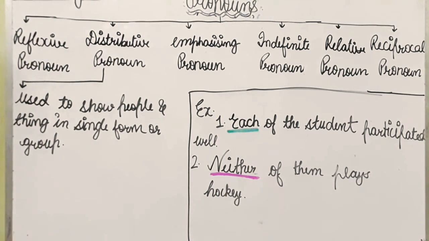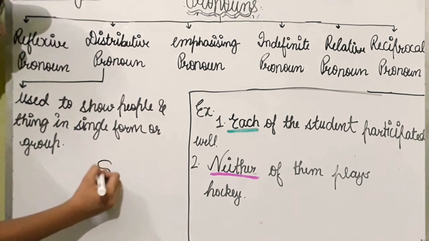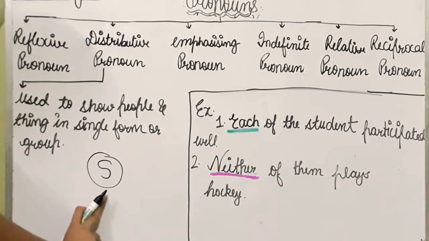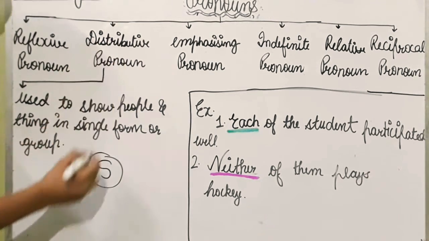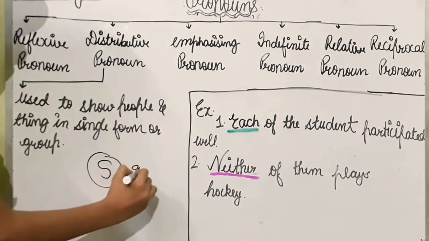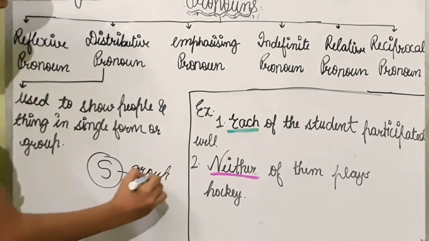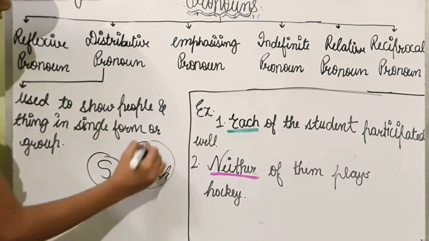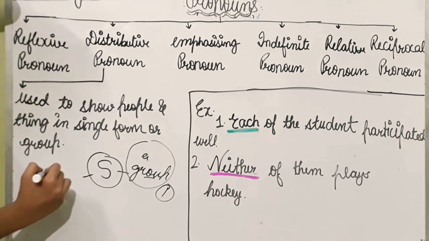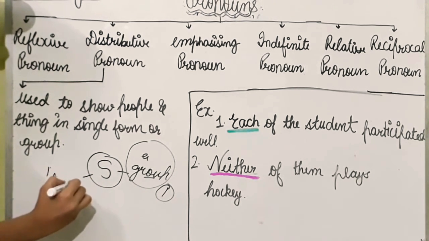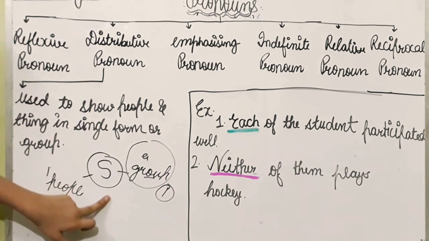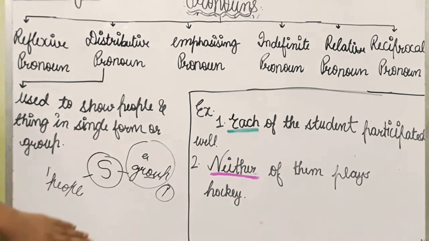One thing that is most important in this, that only singular form of verb is used in a sentence when these distributive pronouns are used. And singular form can be a group also, like a group. So here a group is in one group. So it is in singular or it can be one people or thing. So distributive pronouns work for only singular form of verb. And I hope it is clear to you.